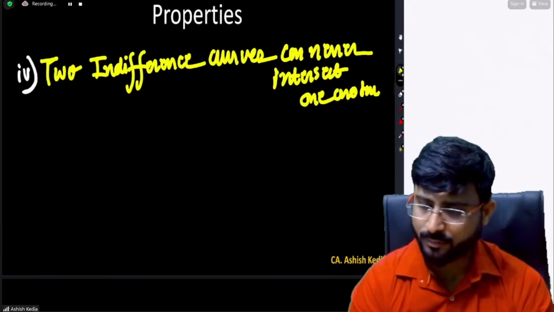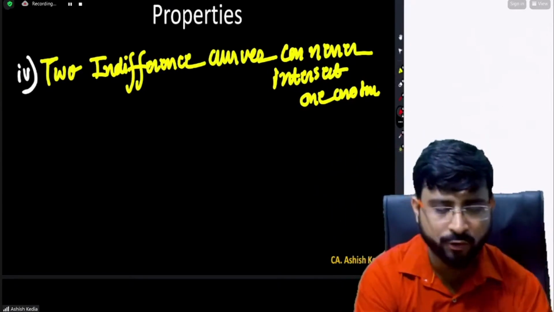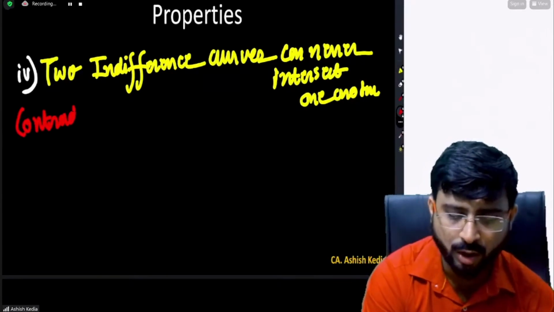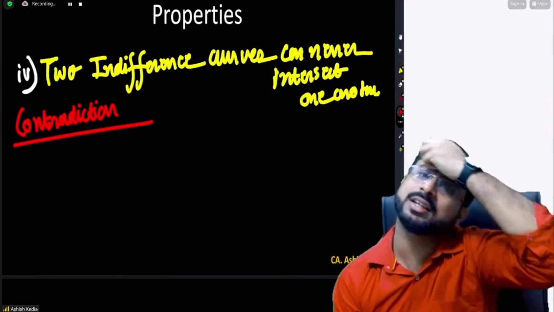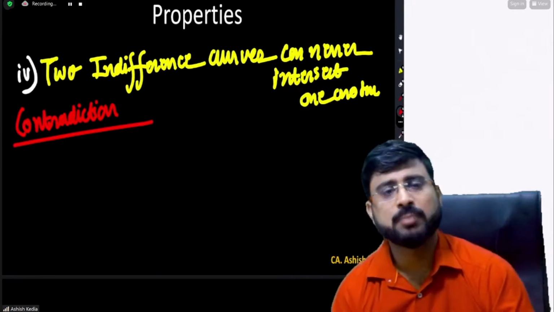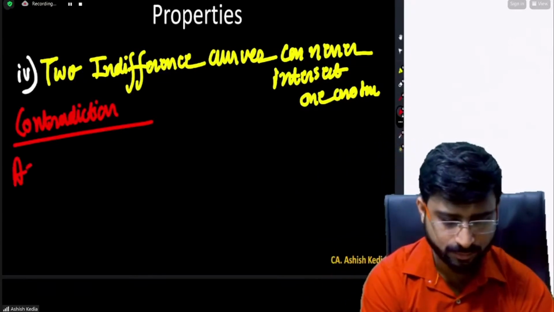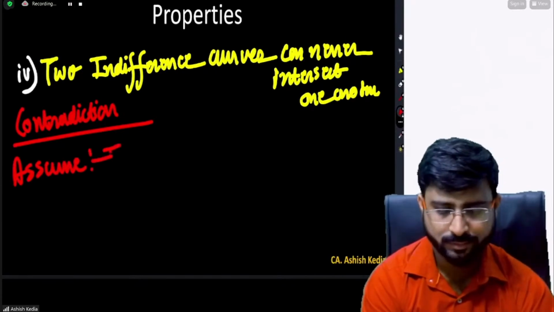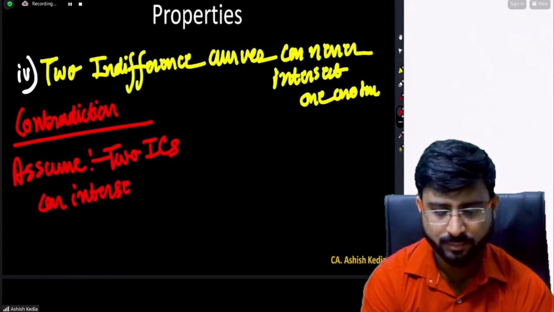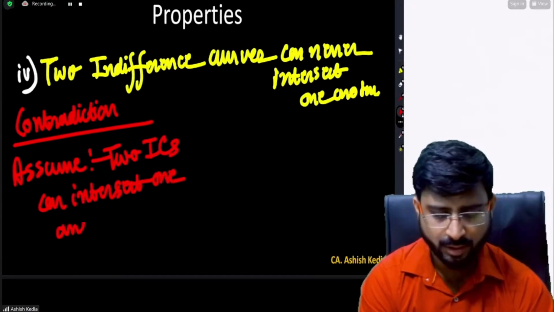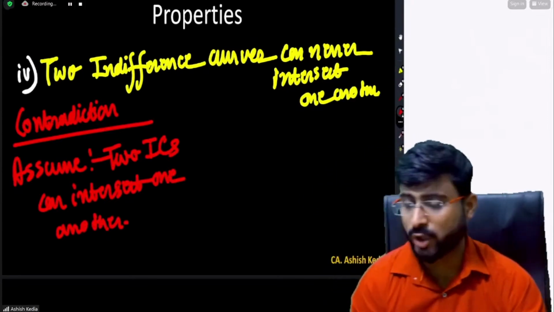Now moving on. Two indifference curves can never intersect one another. Now we will follow the law of contradiction. Sir, what does this state? Let us assume that ICs can intersect. Yes, they cannot intersect, that is the truth, but for the sake of assumption, let's assume that two indifference curves can intersect one another. Now what happens?